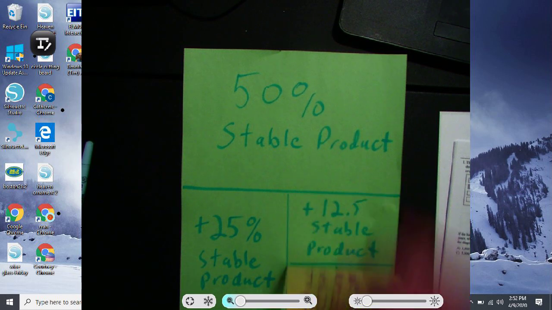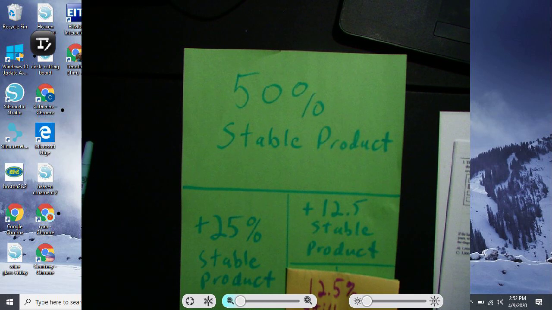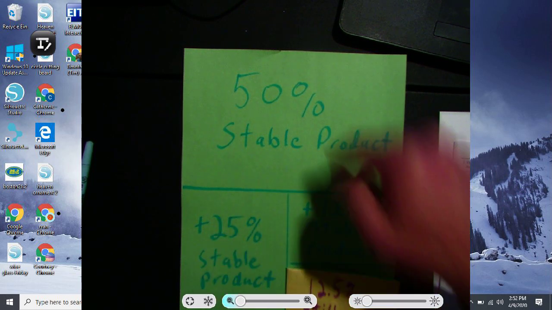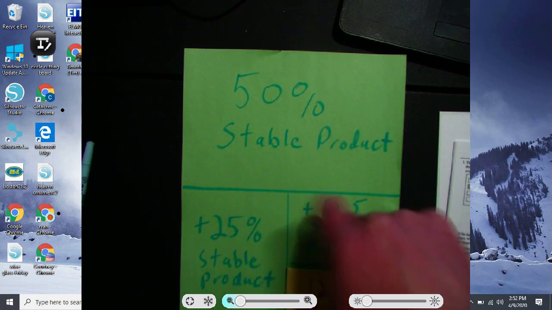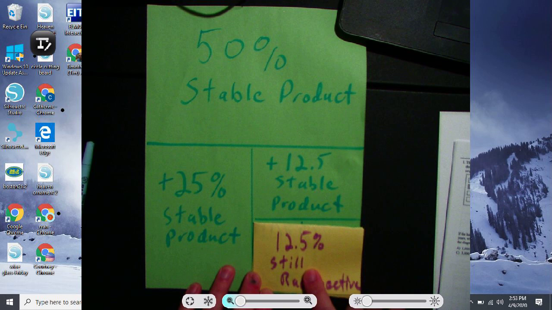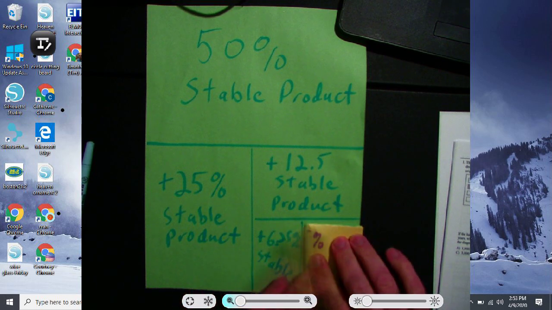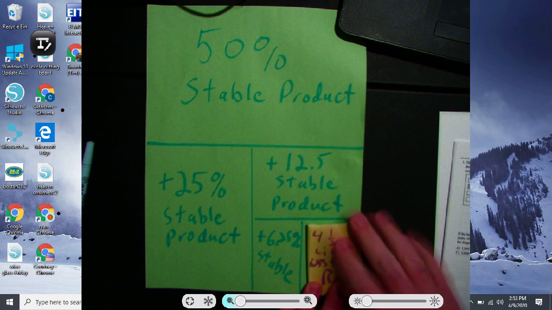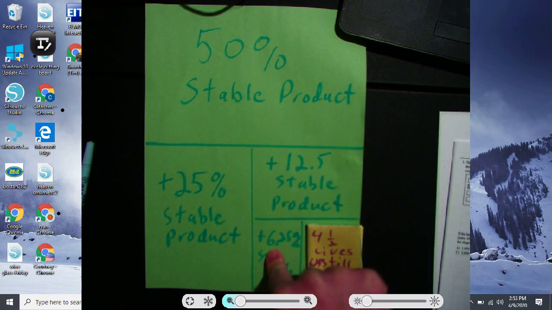Time continues. We add another 12.5% after the same amount of time. Remember, it's the same amount of time to go from here to here to here. That's the definition of a half-life. Now, this is now 87.5% stable, and 12.5% is still radioactive. Time continues on, and we get to 4 half-lives. Remember, each fold here takes the same amount of time. Now we're up to 93.75% stable, and 6.25%, I know that's really hard to read because my large marker doesn't work in small spaces as well, but 6.25% still radioactive.